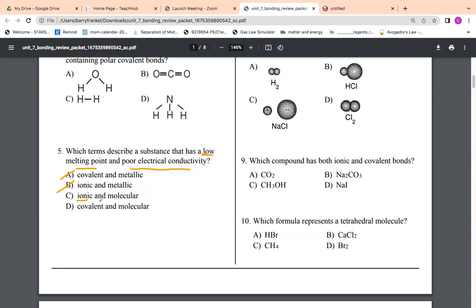Okay. Ionic compounds have very, very high melting points, not low melting points. So C also doesn't count. Anything that is covalent or molecular is generally going to have a very low melting point and is typically a pretty bad conductor of electricity. So we would want to go with choice D.